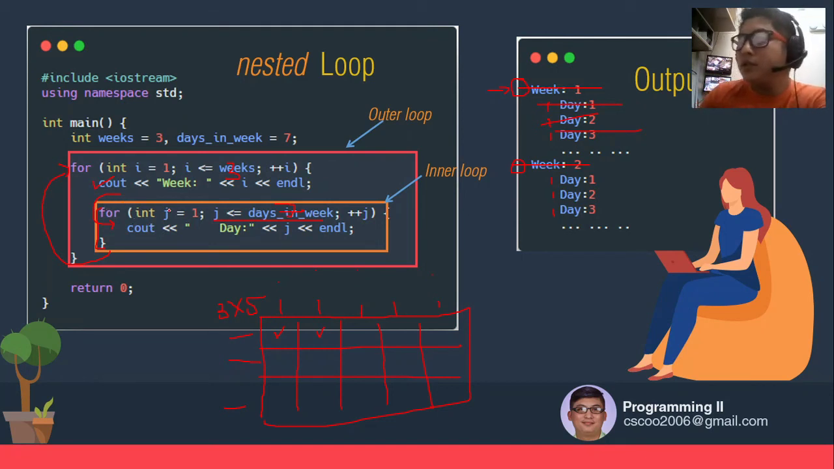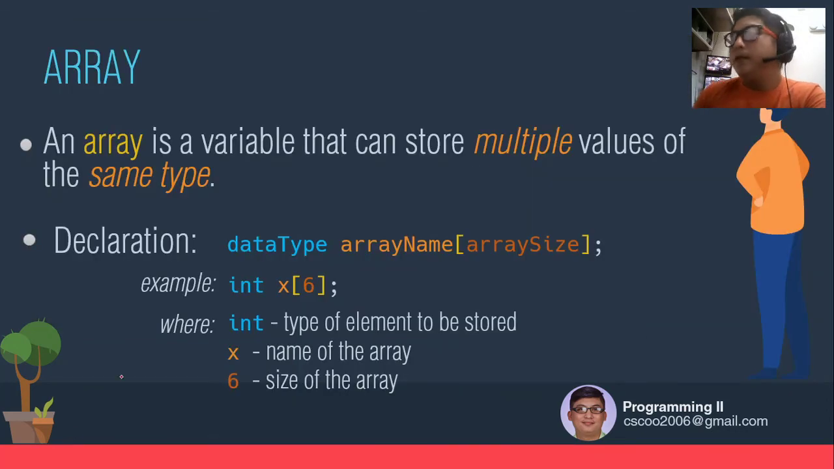And of course, it doesn't mean you only need to use loops. You can also use conditional statements inside, combining the three structures: sequential, conditions, and loop together in one program. Okay, let's continue. Okay, now array.